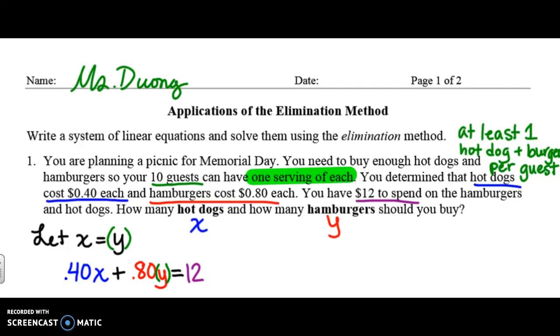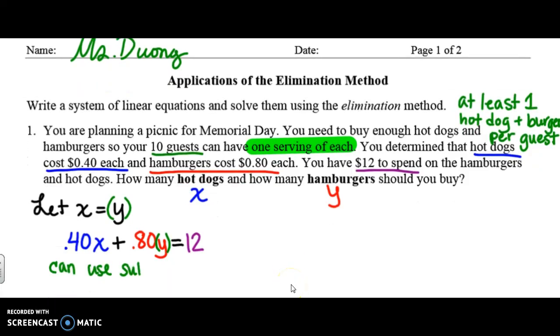Now typically I would say go with the substitution method just because it seems like x was isolated when I have the equation x equals y. So typically that's what I would go with. Just looking at the two equations, if one of the variables is isolated, I would think substitution would be the most efficient method. But since this is an application of the elimination method, we're going to practice using the elimination method.